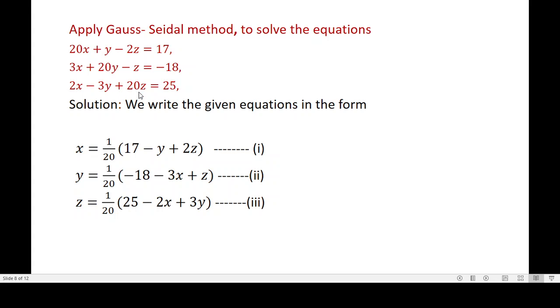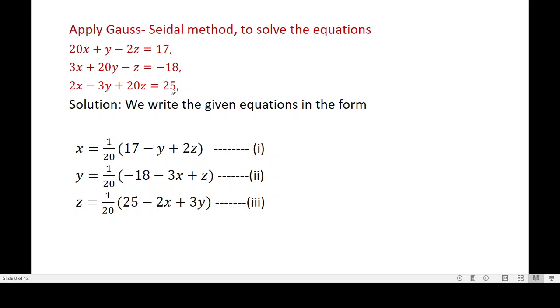2x minus 3y plus 20z is equal to 25. Now first observe that these elements are large as compared to other coefficients, isn't it? 20 is greater than 1 and minus 2. Again, 20 is greater than 3 and minus 1. Similarly, here 20 is greater than 2 and minus 3.